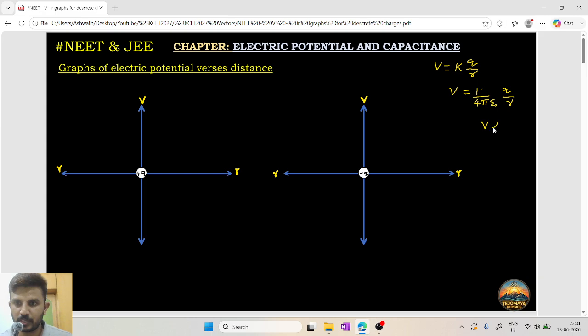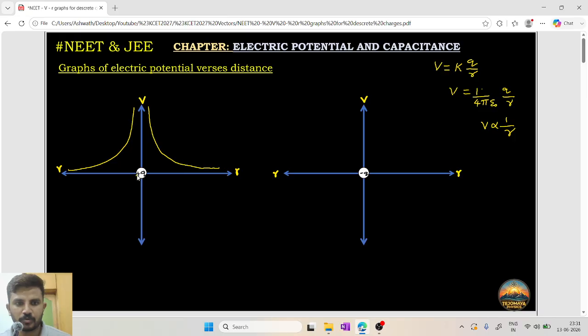And here if you observe carefully, electric potential due to a point charge varies inversely with distance. So if you plot a graph of electric potential with distance for a positive charge, how do you get? You'll get a graph like this, and it extends till infinity. So this side, the graph goes like this.